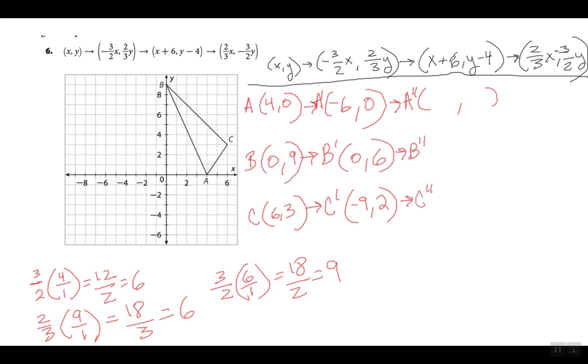Alright, so all the x coordinates, add 6 to it. Negative 6 plus 6 is 0. All the y coordinates, subtract 4. 0 minus 4 is negative 4. Alright, over here, 0 plus 6 is 6, and 6 minus 4 is 2. And over here, negative 9 plus 6 is negative 3, and positive 2 minus 4 is negative 2. Almost there.